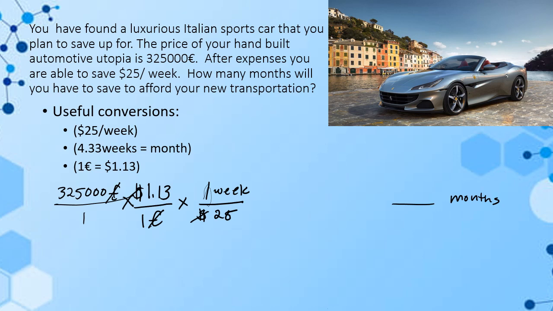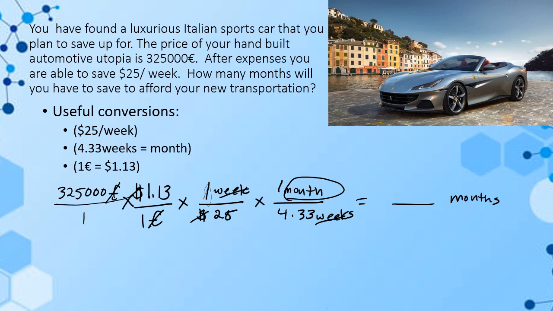But I don't want just weeks. I want to go to months. So now I'm going to cancel out the weeks. I have a conversion that says 1 month is 4.33 weeks. And so if I cancel out weeks, I am left with the unit that I want, months. So therefore, all I have to do is perform the math that my multiplication and division show there.